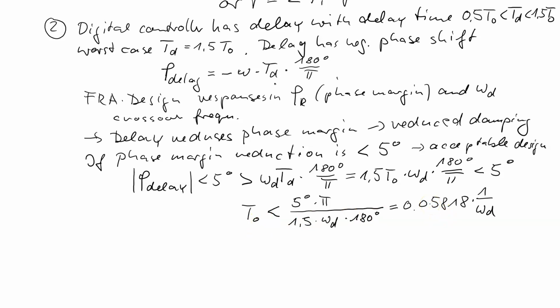So these are two upper limits. Now I give you 3 lower limit values for the sampling time.